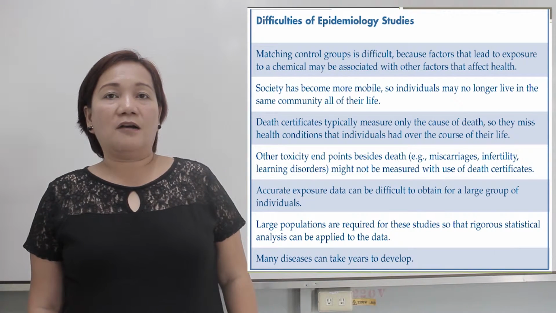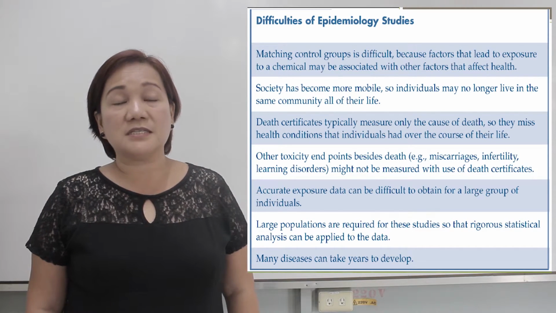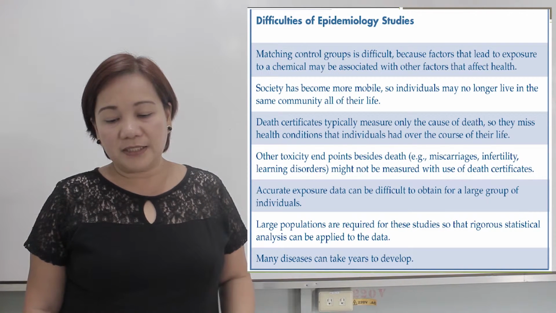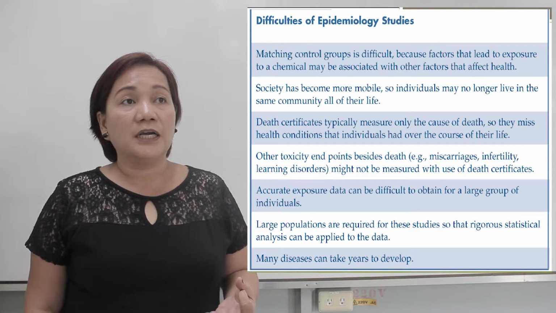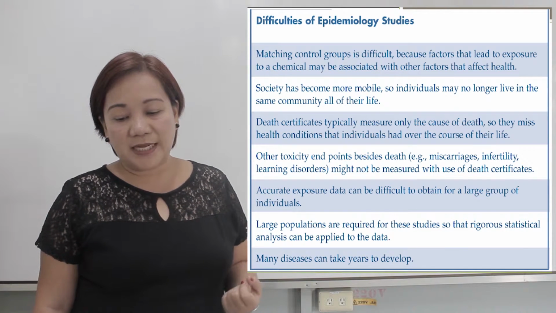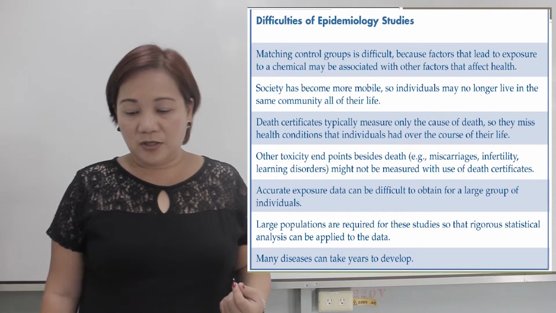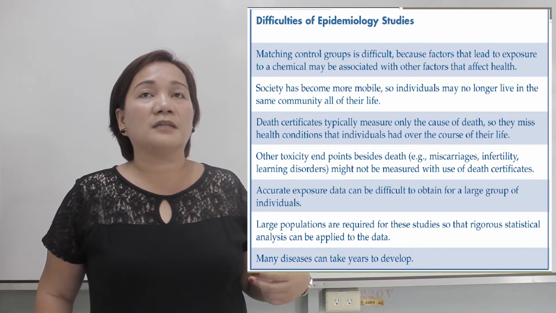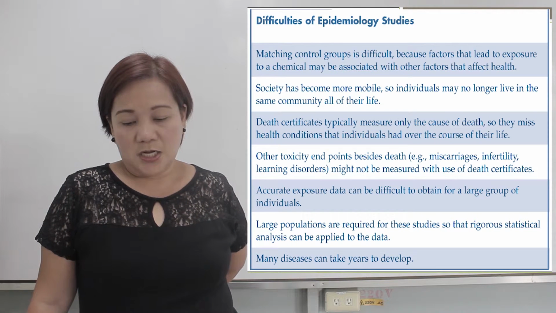This study of toxicity is called epidemiology study. Now, there are difficulties of doing such a study because of the following reasons. Number one is difficult to match the control group. So, for example, you have identified 3 phyla. You have to establish the correlation of these 3 different species. Number two, society has become mobile, so an individual which is under study can no longer live in the same community. Therefore, the acquisition of the toxic materials will now be difficult to assess.